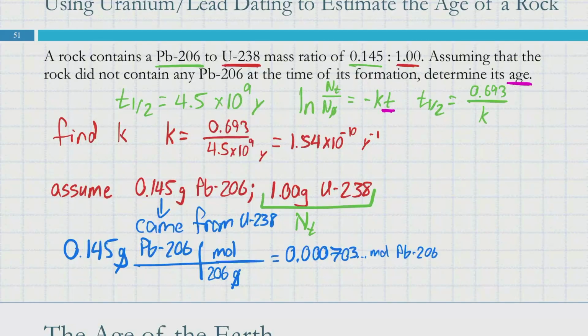How many lead-206s are produced from each uranium-238? What's our ratio? When uranium-238 decays to form lead-206, how many uranium-238s go in? How many lead-206s come out? Do we just divide the 1 by 0.145? It's just a 1-to-1 ratio.